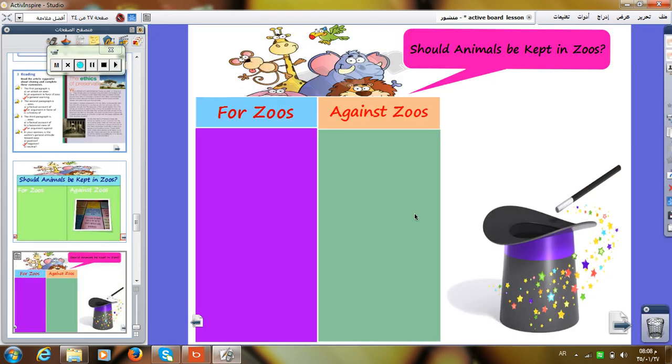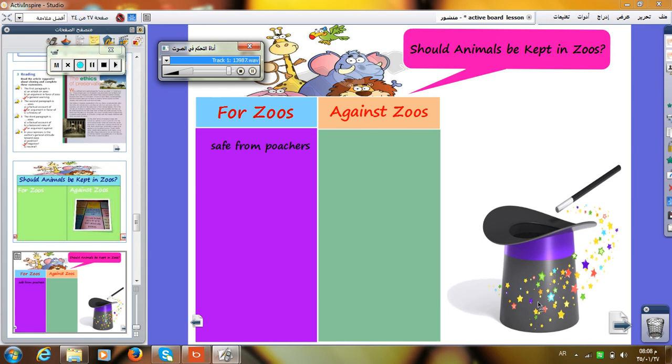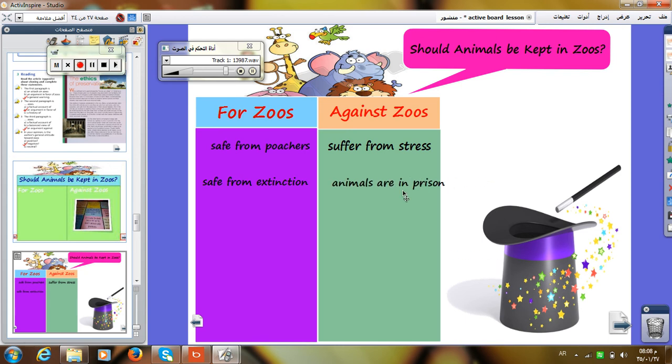This is an interactive game which I created for the same strategy, the two-column method. They will have to come to use the active board in order to drag a word, drag a phrase, read it, and then put it in the correct column. Suffer from stress. Safer from extinction, forces animals are in prison.